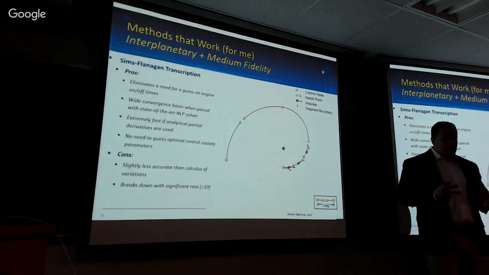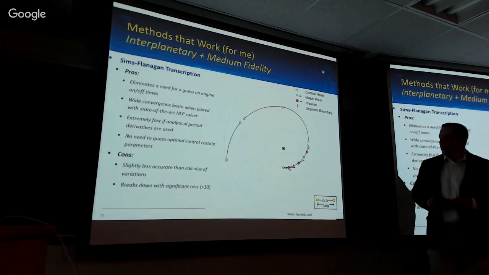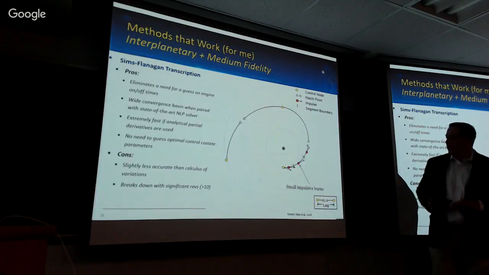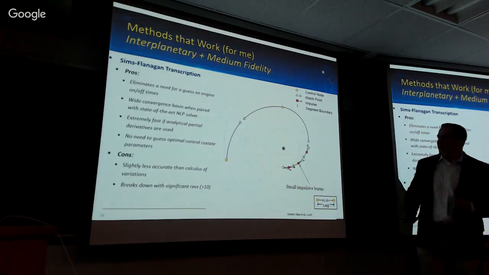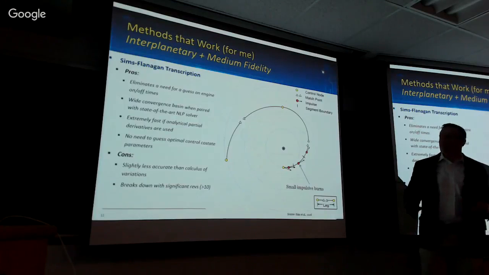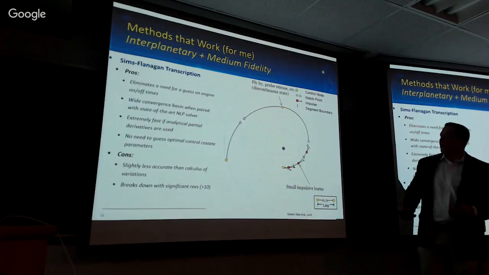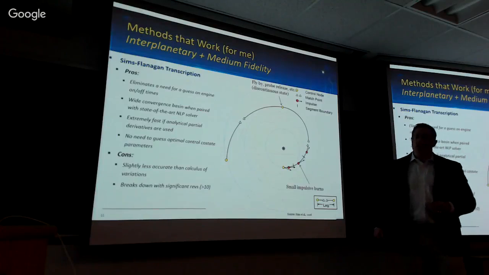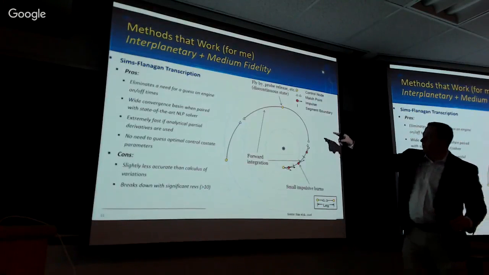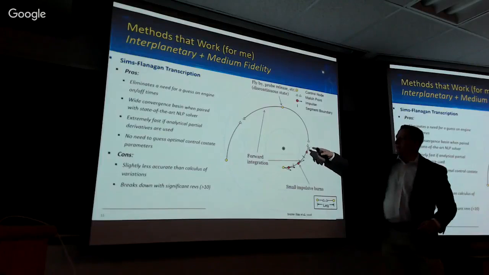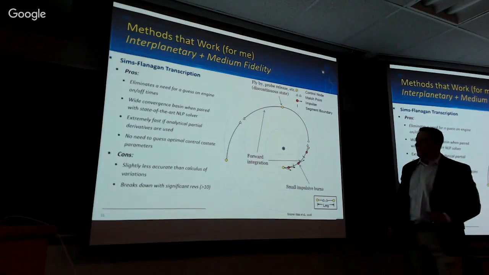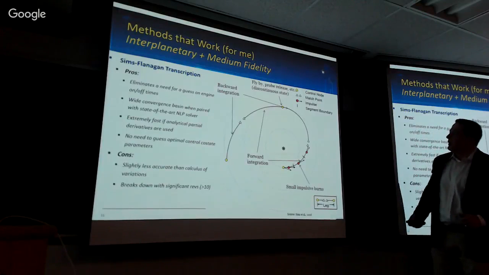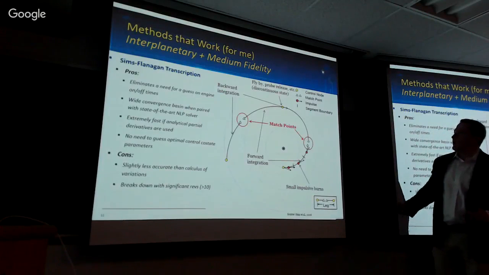Again, this gets into the mechanics of how things work. What the Sims-Flanagan transcription does is it does this small impulsive burn thing where you just stack enough delta V's up, and you basically do what would be a chemical transfer discretized into little delta V's. The flyby you model as a patch conic flyby, and then you forward and backward integrate and just drive the solution discontinuities down to 0 with an NLP solver. So those are your match points.